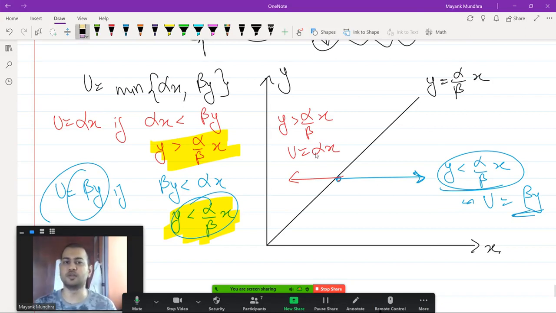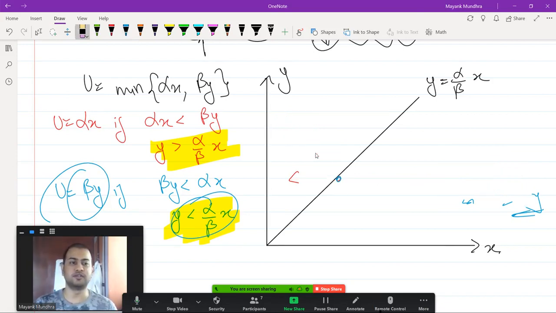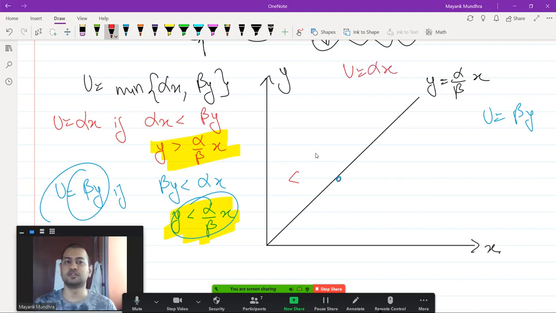Now I'm just going to make use of that idea. So I'm going to erase everything else. So here you have utility equals to beta y. Here you have utility equals to alpha x. So utility equals to alpha x means for all points where x is same, alpha x is same. So let's say you talk about any utility value u naught. So alpha x equals to u naught. So x equals to u naught upon alpha.